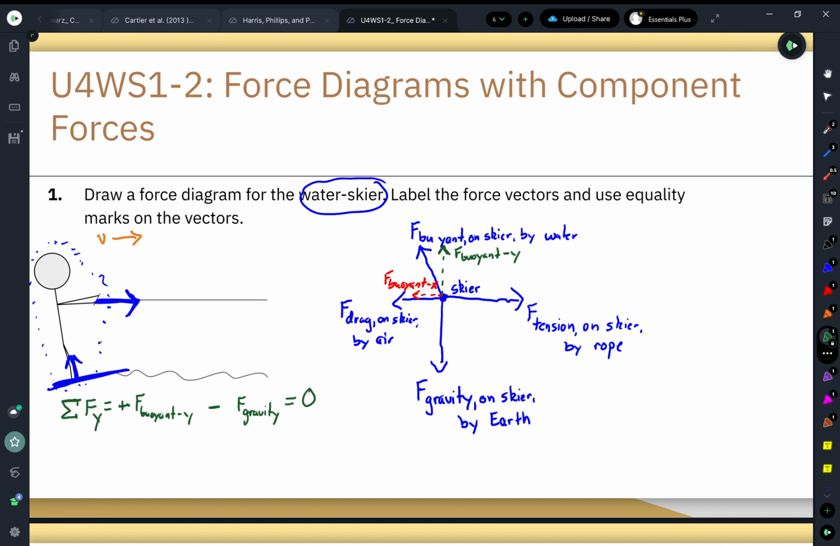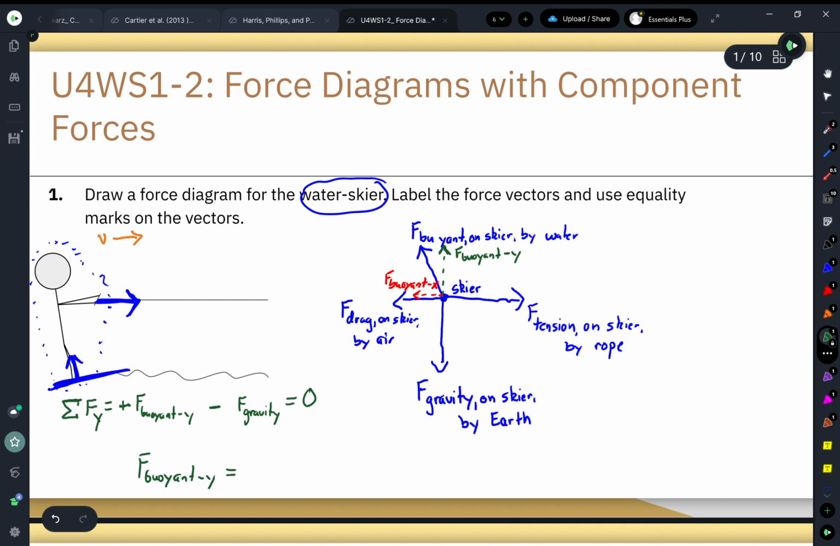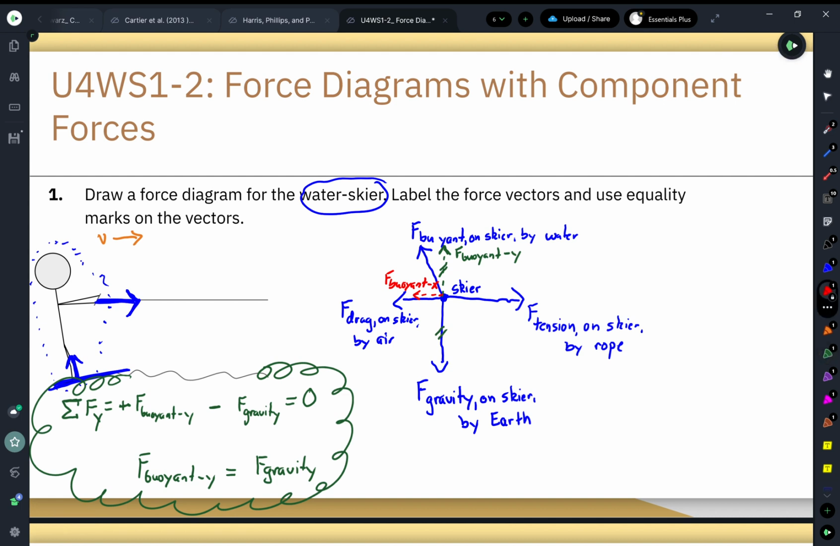Alternatively, we could rearrange that equation to show that the buoyant force in the y direction is equal in size to the force of gravity. Just rearranging it like we would a math equation. So we could say those forces are equivalent. This right here is going to be our sum of the equations vertically. We need to do the same thing for the sum of the forces horizontally.